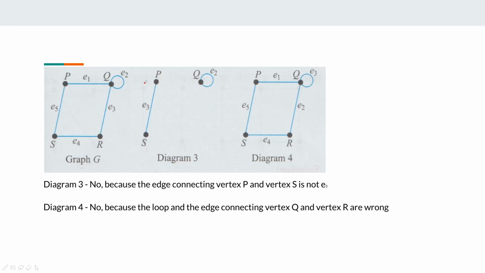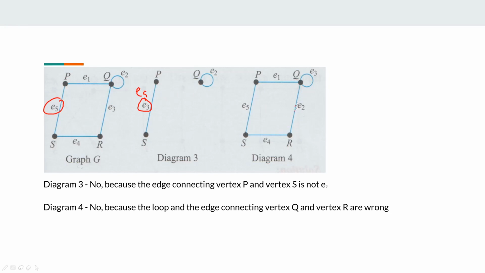Now moving on to diagram 3. This is not a subgraph of graph G because the edge connecting vertex P and vertex S is not E3. Since a subgraph must be the same as the original graph, the label must be the same also. So E3 should have been E5 because if you see here, the edge connecting vertex P and S is actually E5 and not E3.